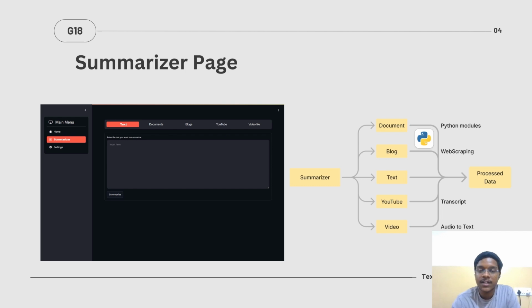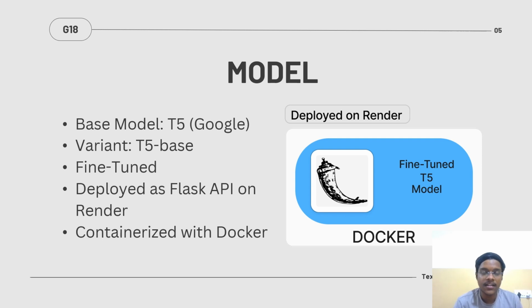Now let's get into the details of the model we are using. So these are the details of the model. We are using the base model T5 by Google. Google provides many variants of this T5 model like T5 base, T5 large, T5 small. We are using the variant T5 base and fine tuning it on a summarization dataset. We have used the dataset booksum, which has the summarization of the book's content in a better format than the other datasets.